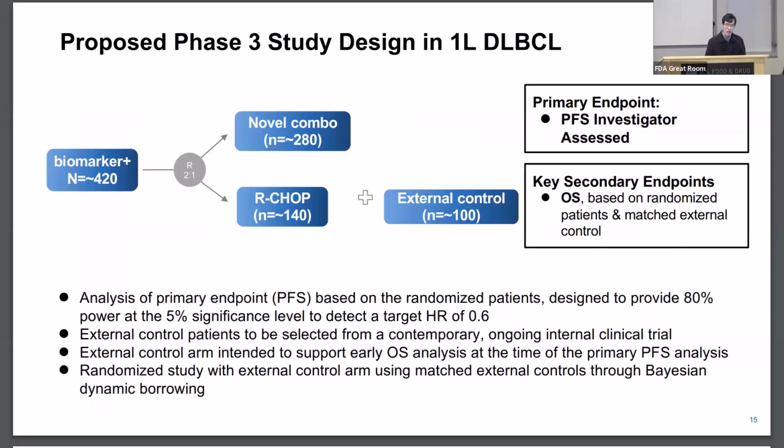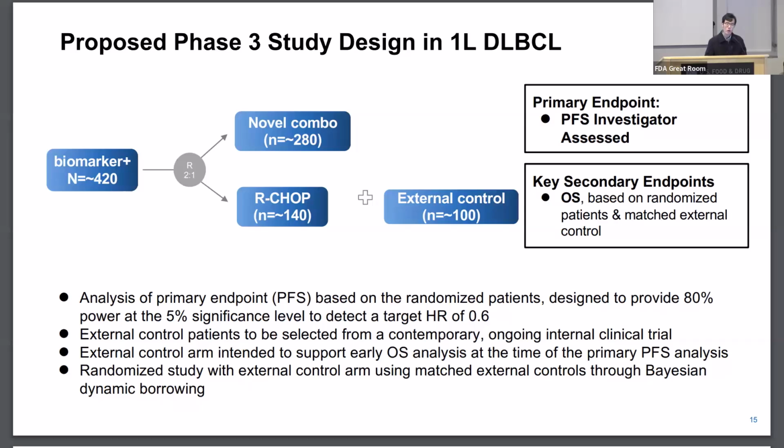So eventually, we came up with this design where we would randomize subjects 2-to-1 with the novel combo with 280 subjects and the R-CHOP group of about 140. And then we supplemented the internal controls with the external controls of about 100 subjects.